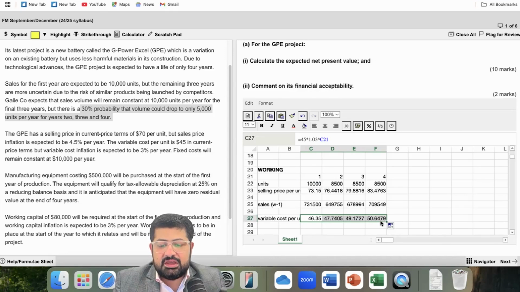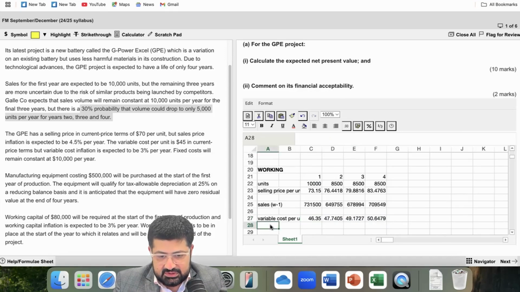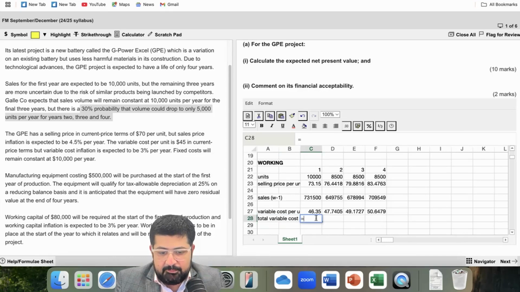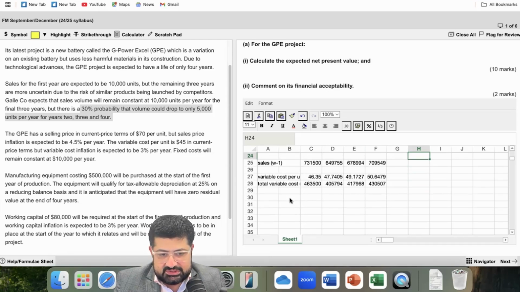Like this, variable cost per unit. So total variable cost, that is the working 2. So we will multiply per unit variable cost into 10,000. And simple is here. So this is total variable cost of the units. Then they have given us that the fixed cost will remain the same.